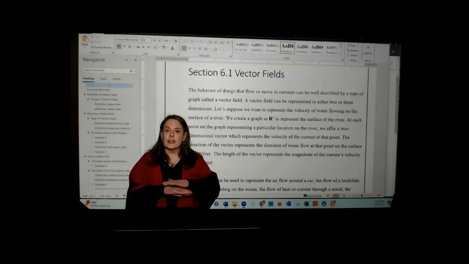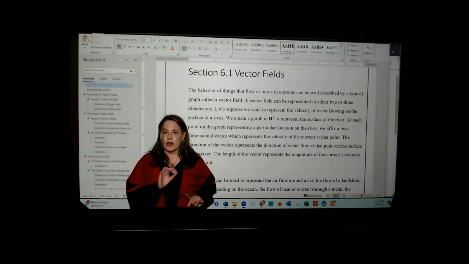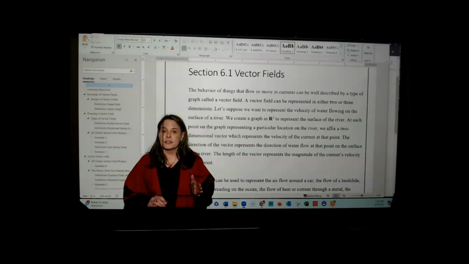We can graph in R2 in the XY plane a graph that represents the surface of the river. And at each location on that graph, we can indicate both the direction and the velocity of the flow of the water at that point. The direction is indicated by the direction of the vector we fix at that point, and the magnitude of the vector represents the velocity of the water flow at that particular point.